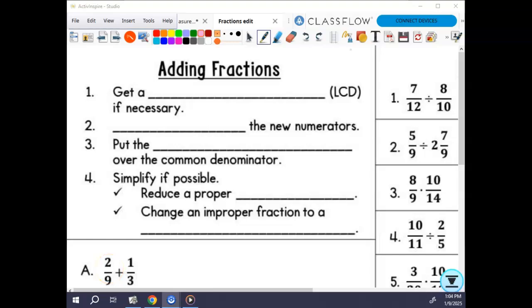So we're adding fractions. Step one to adding fractions, what do you have to have? What do we have to get? Common denominator, yes. So a common denominator.